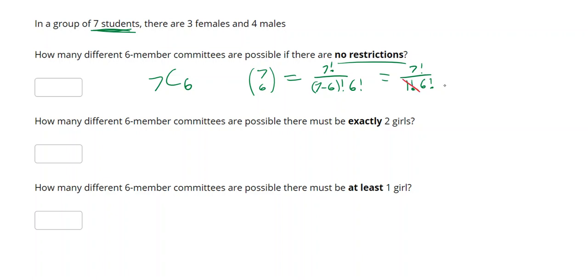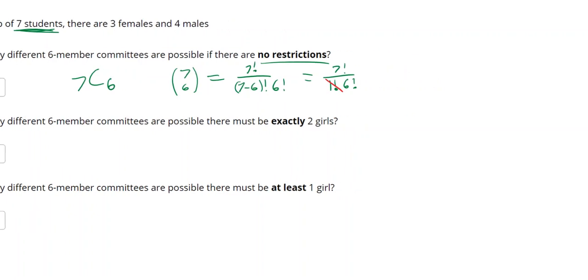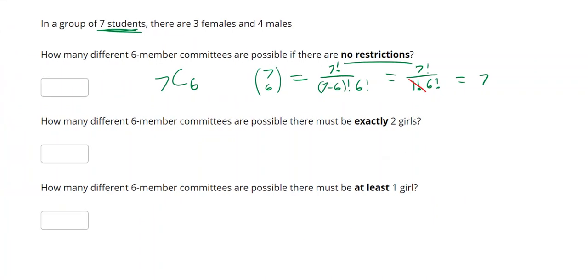And then 7 factorial over 6 factorial, maybe you can do this one in your head. That one would just be 7, right? If you expanded 7 all the way down to 1 and then 6 all the way down to 1 and then canceled, you just have 7. Okay, so there's 7 ways that can happen. How many different 6-member committees are possible?